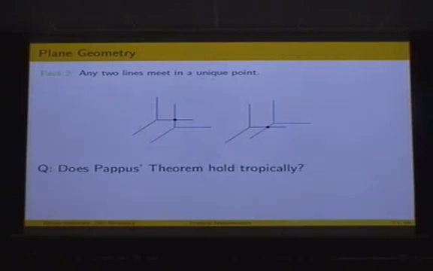Well, now that you know that you have points and lines in the plane, you can ask questions about points and lines in the plane. So for instance, you can ask the question, does Pappus' theorem hold tropically? Pappus' theorem is an example of a classical incidence theorem about points and lines in the plane.